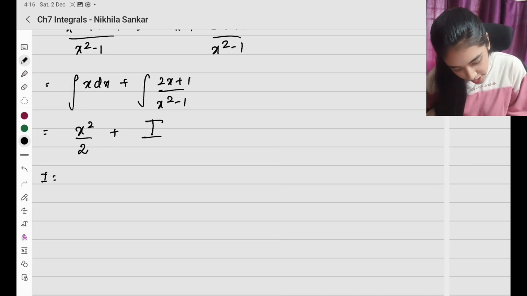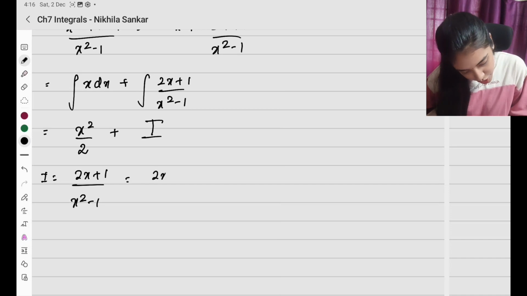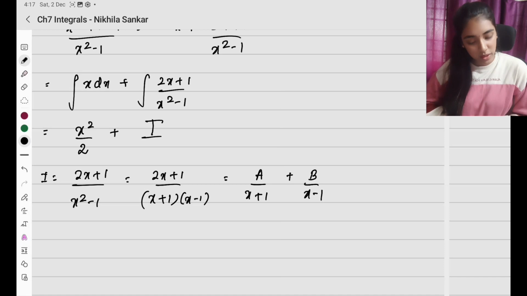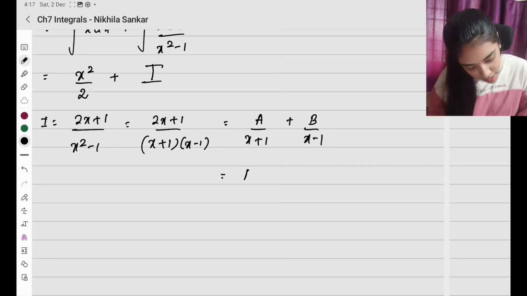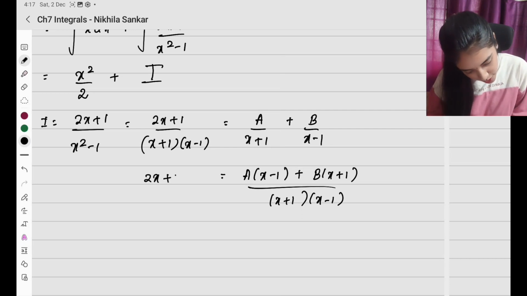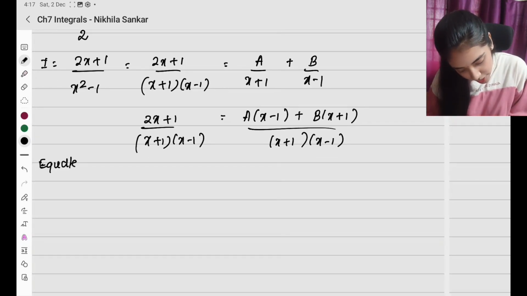So I equals 2x plus 1 divided by x square minus 1, which is 2x plus 1 divided by x plus 1 into x minus 1, which I can further write as a divided by x plus 1 plus b divided by x minus 1. Okay, very simple integral, simple partial fraction. So a times x minus 1 plus b times x plus 1 divided by x plus 1 into x minus 1. On the other side what is there? 2x plus 1 divided by x plus 1 times x minus 1. Since the denominators are equal, I can equate the numerator.